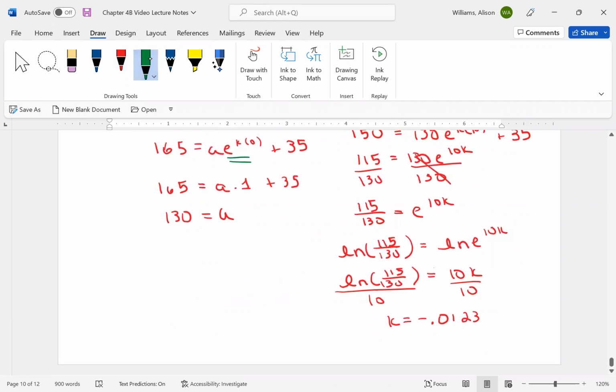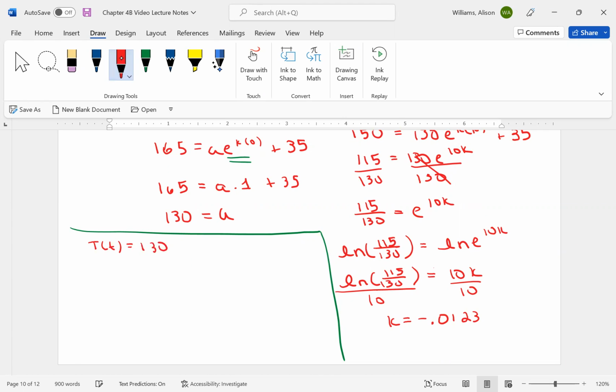So I'm going to squeeze my work right over here using my new formula. T of t equals 130 e to the negative 0.0123 t plus 35. There's the formula I'm going to use. I want to figure out when this thing is going to equal 70, solving for t. Okay, so 70 minus 35 is going to be 35 itself.